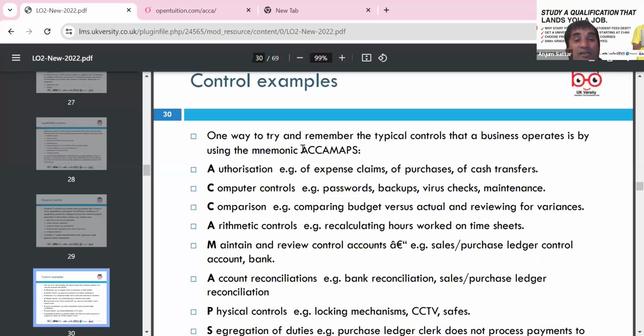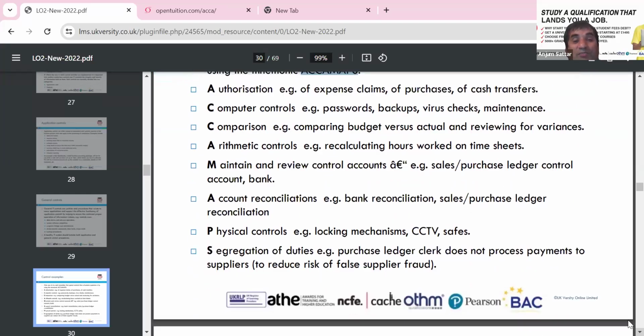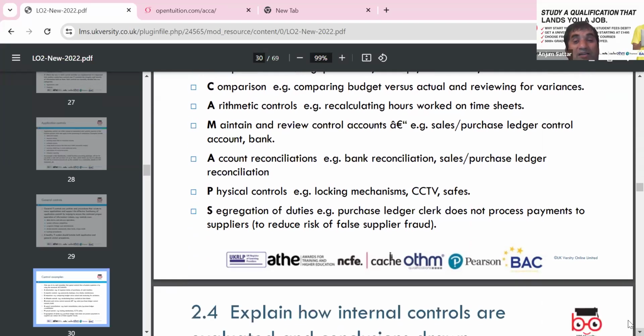ACAS, which is ACCA maps, you can say: authorization of claims, purchases, and cash transfers; computer control, password, backup; comparison, budget versus actual, with variances highlighted; arithmetical control, recalculation of hours and work on the timesheet; maintaining the review controls: sales, purchases, bank control, account reconciliation, bank, sales and purchase ledger control. The purchase ledger is a subsidiary ledger of purchases, which means your creditors.